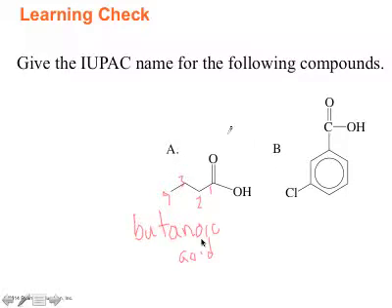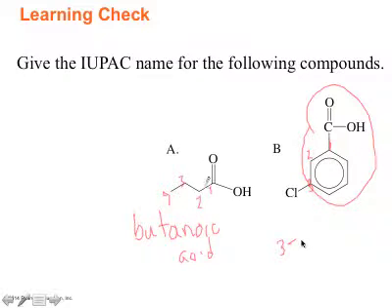B, it's benzoic acid, so it's a benzene ring with the carboxylic acid group. So this has to be carbon 1. 2, 3 will give that chlorine the lower number. If I go around the other way, it'll have a higher number. So this should be 3-chlorobenzoic acid. We don't have to say what number the functional group is on because it's understood that that would have the first number. All right.